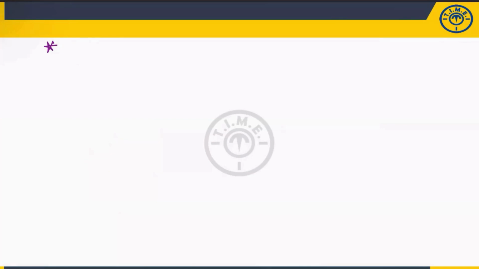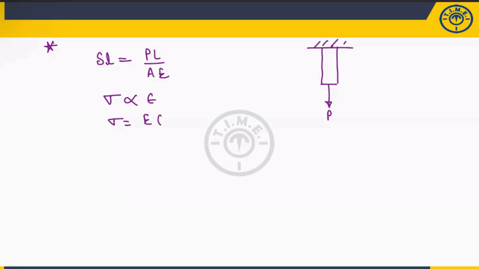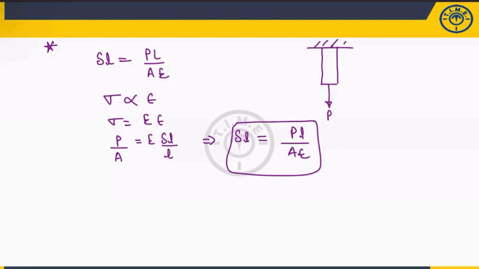You know that when a bar is subjected to a load, it will undergo deformation. Yes or no? So what is the deformation of that? PL by AE. How did it come? Because you know that the stress is directly proportional to strain. So stress is equal to E into strain. E is the Young's modulus. Strain is change in length by original length. And stress, you know, is P by A. So from here, the elongation is nothing but PL by AE. Very simple.